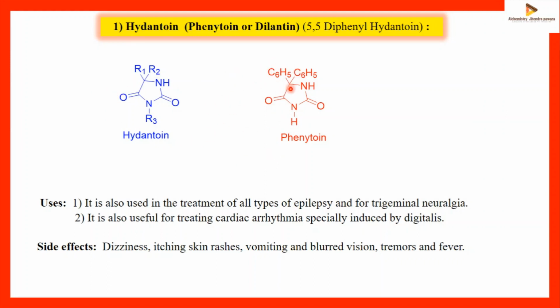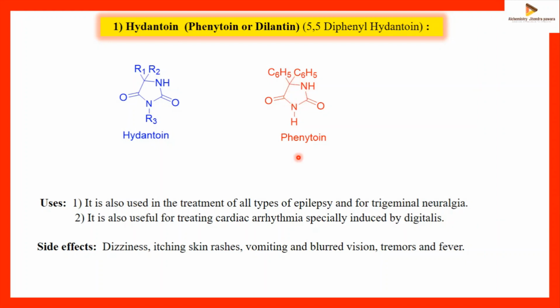Phenytoin has two phenyl rings at carbon number 5. Numbering the ring like this: 1, 2, 3, 4, 5. At carbon number 5 there are two phenyl groups.